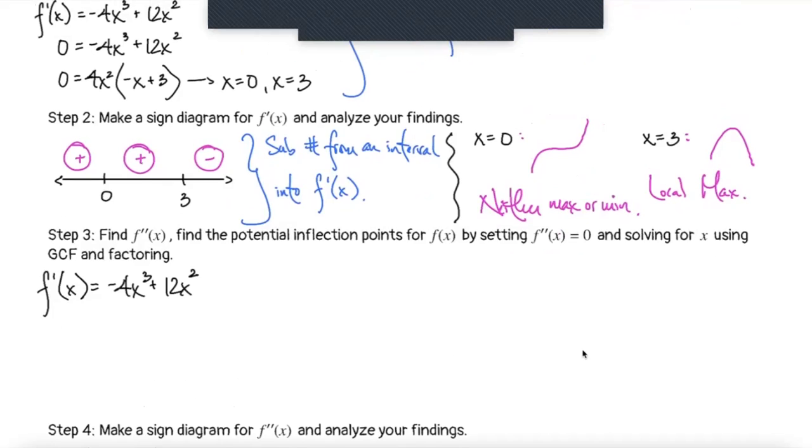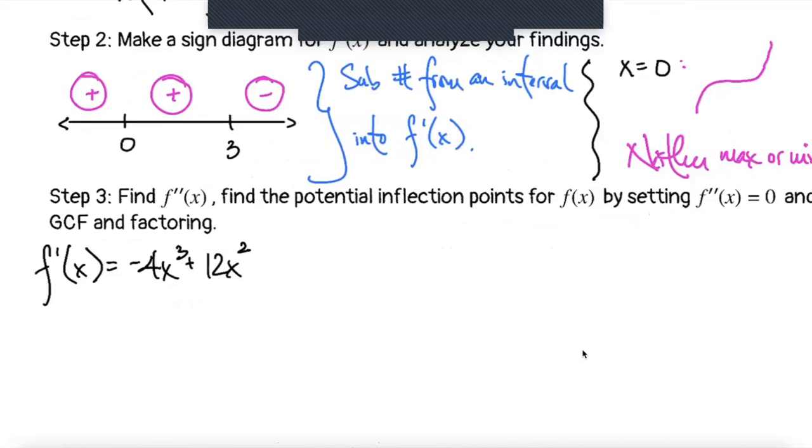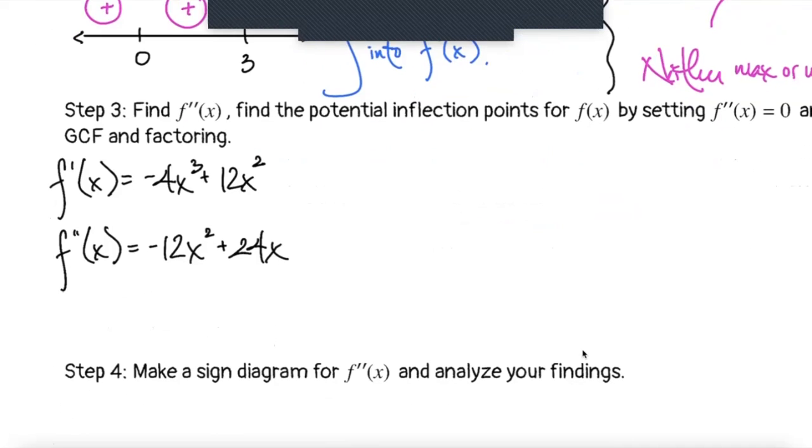And why would I choose this version of my first derivative and maybe not that second one? Yeah, it's easy to do the power rule, right? If I choose this one, I'm gonna have to use product rule. And I'd really like to make things not as complicated, right? So let's choose the version that is easier to work with. We're gonna go ahead and take that second derivative, negative 12x squared plus 24x.